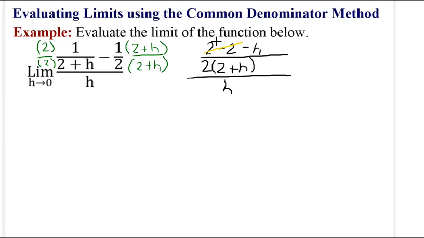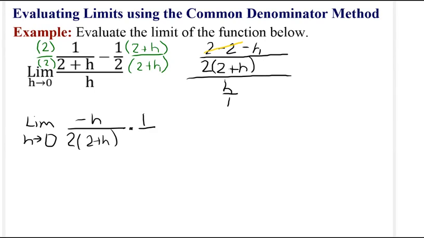And then I have a fraction divided by a fraction. This h is technically over 1. So if I keep change flip that, I have the limit as h approaches 0 for negative h all over 2 times 2 plus h. Keep change flip, h over 1 becomes 1 over h. So now, since everything is being multiplied, I can cross out my h's because h divided by h equals 1. So I'm left with the limit as h approaches 0 for negative 1 on the numerator and 2 times 2 plus h on the denominator.